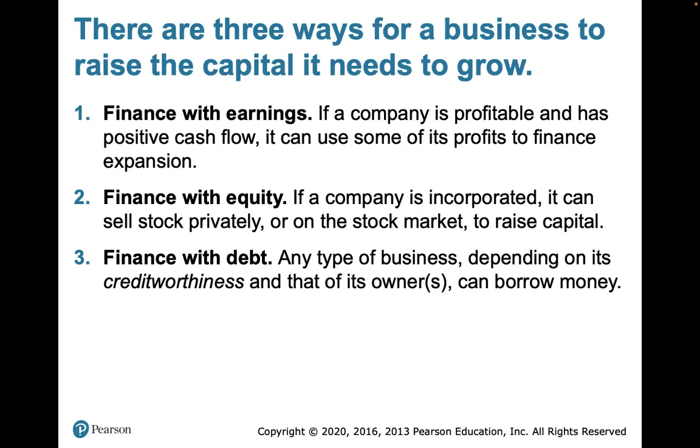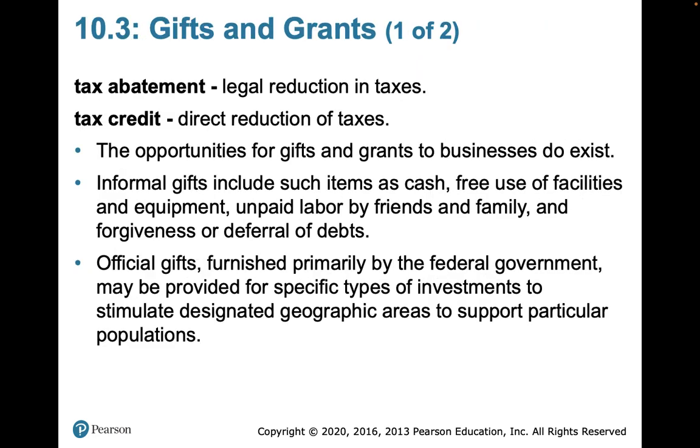Now there are three ways for a business to raise the capital it needs to grow. The first is to finance with earnings, meaning your own earnings. Finance with equity means you sell stock privately or on the stock market to raise capital. And the third is to finance with debt, meaning you look at the credit worthiness of the business and its owner, whether money can be borrowed or lent. It could be any of these three. Sometimes entrepreneurs combine all three methods: financing with earnings, adding finance with equity, and also borrowing. You could use any two, or just one of them. These are the three ways to raise the capital you need to grow your business.